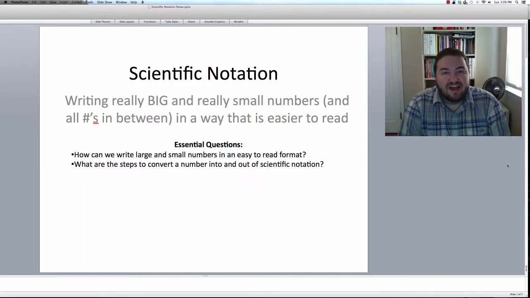Let's talk a little bit about scientific notation. What we want to do today is find a way to write really big and really small numbers, and all the numbers in between, in a way that makes it easier to read. Our essential questions are: how can we write large and small numbers in an easy to read format? And what are the steps to convert a number into and out of scientific notation?